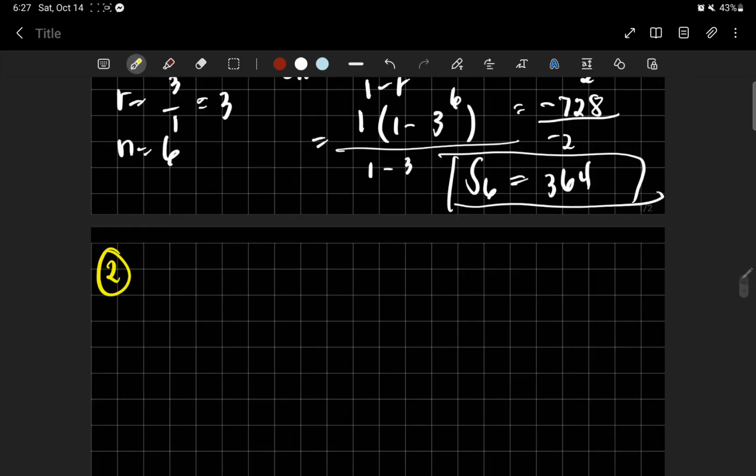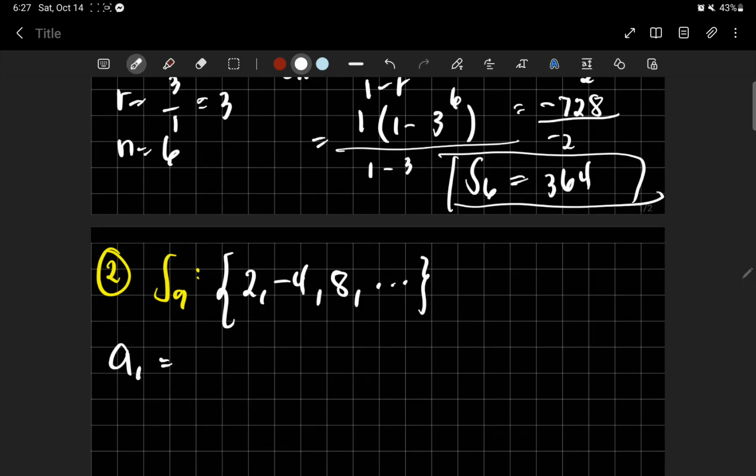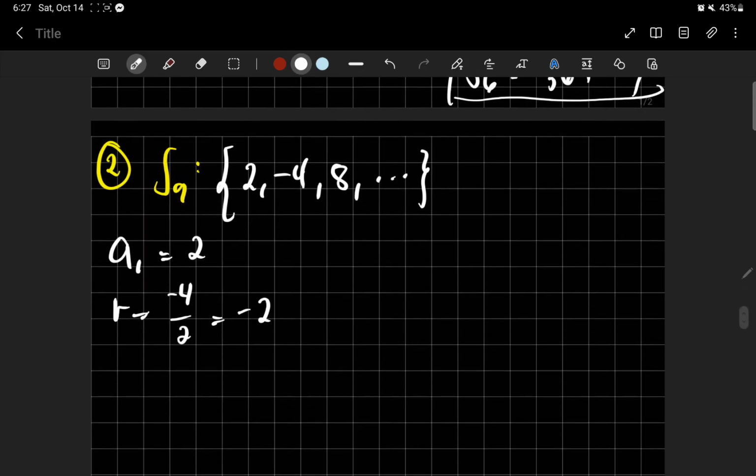For example number 2, let's say we are going to find the sum of the 9th term of a geometric sequence. Let's say we have 2, negative 4, 8, and so on. Okay? So again, let's identify first the given. Our a sub 1 is equal to 2. The common ratio is negative 4 divided by 2, that is negative 2.